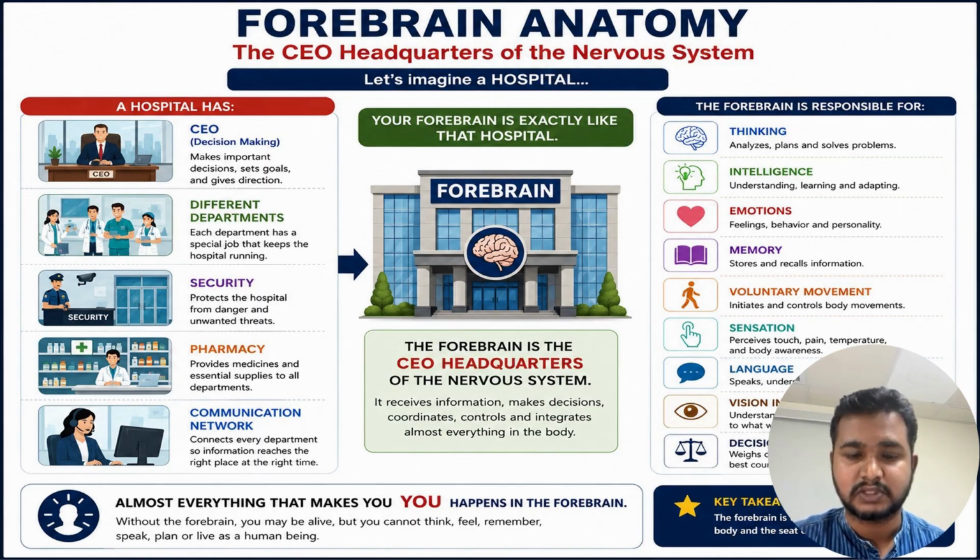Almost every higher function that makes us human is controlled here. It allows us to think, solve problems, and plan for the future. It gives us intelligence, helping us learn from experience and adapt to new situations. It stores our memories, so we can remember faces, names, and important events. It generates our emotions, shaping our behavior and personality. It controls our voluntary movements, allowing us to write, walk, speak, and perform precise hand movements.